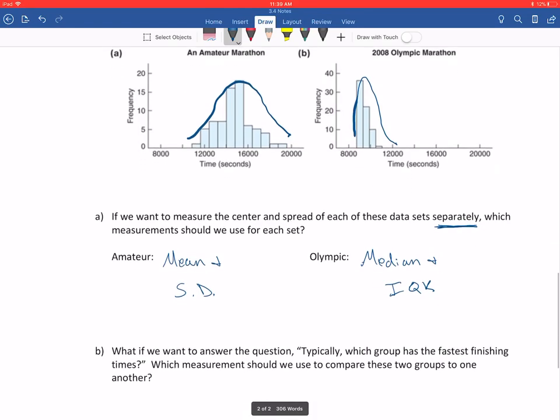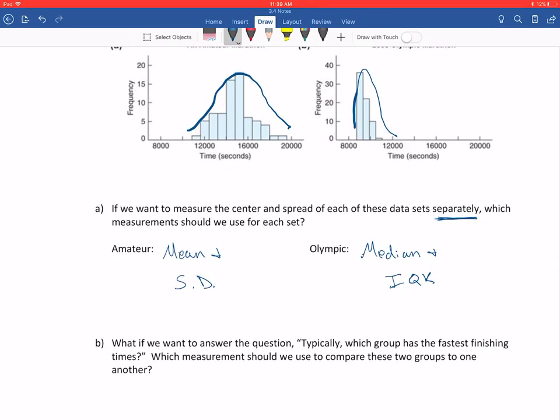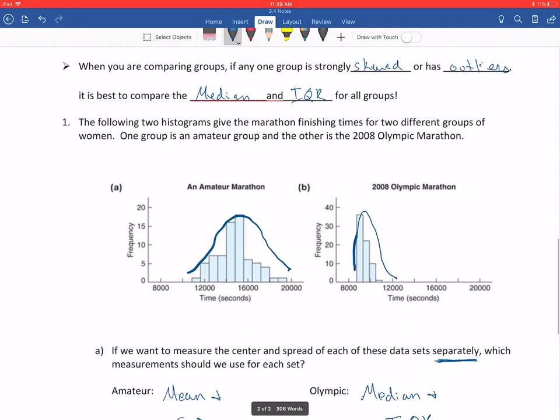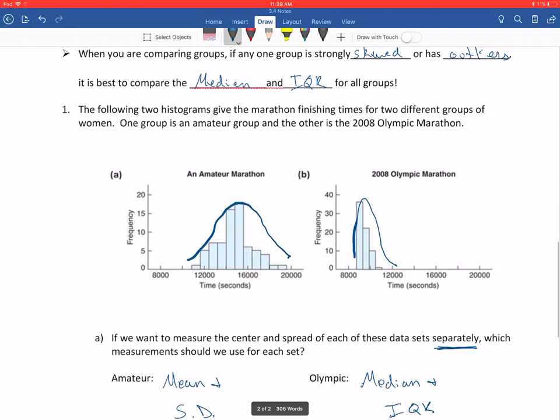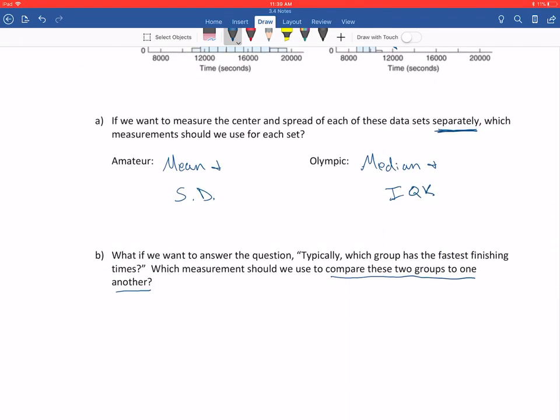Now that's if I'm looking at them completely independently. If I want to take it a step further and answer a question like, typically which group has the fastest finishing times? What measurement should we use to compare these two groups to one another? If we're going to compare them with each other, what I'd want to do is follow my rule up here. If you're comparing groups, and if one of them is skewed or has outliers, you should just use the median and the IQR. So because the Olympic set is skewed, here I would use the median and the IQR.